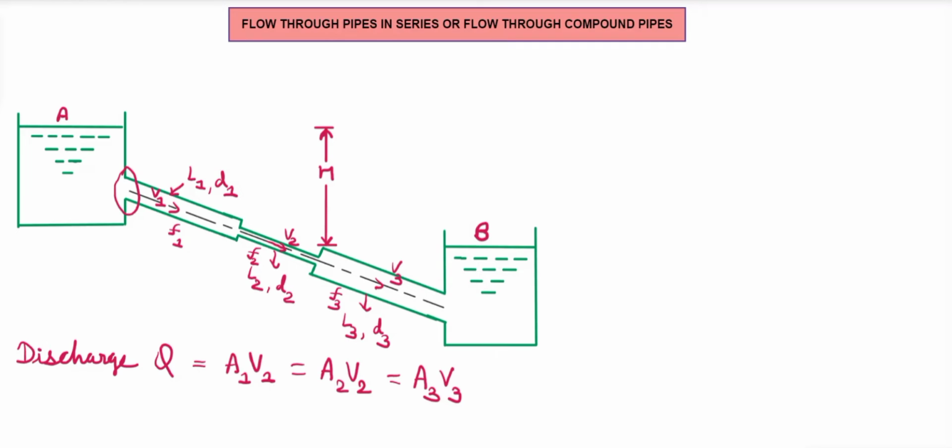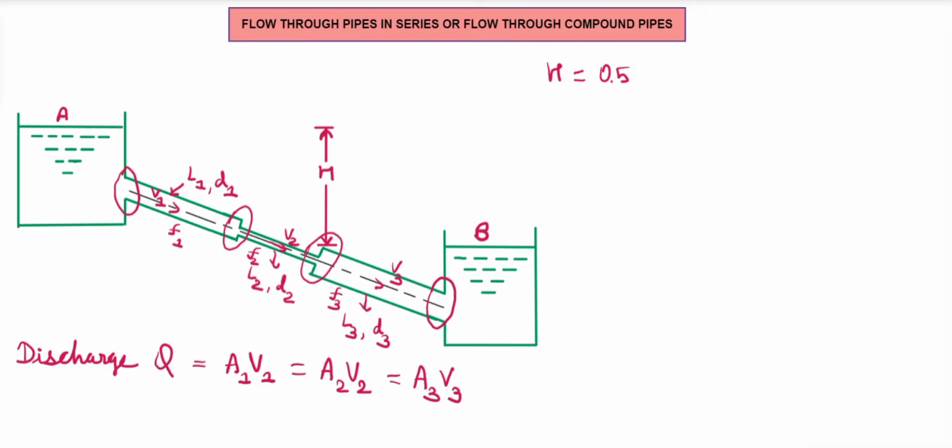Then we'll consider the minor energy losses. The first one will be here, which is my entry loss. The second one will be due to sudden contraction, which is here. The third one will be due to sudden enlargement, which is here. And the last one will be the exit loss here. This is just for your understanding purpose. I have drawn these ovals; you don't need to represent them.